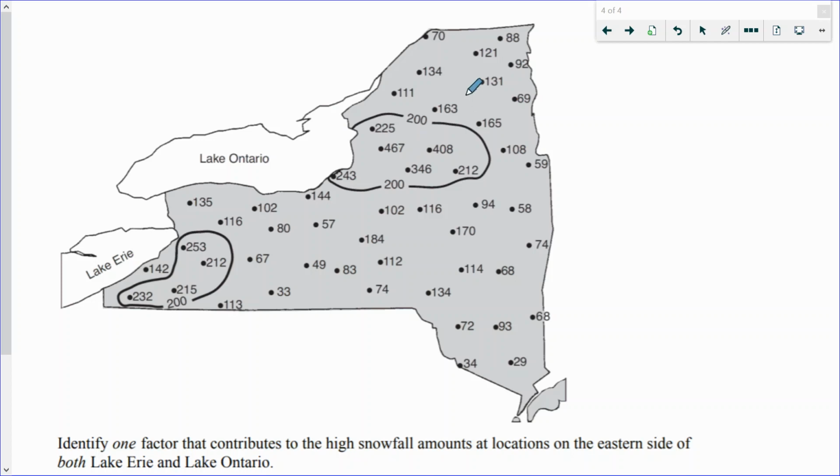Now don't forget, this is the Adirondacks. This is not an isoline I'm drawing. I'm just showing you this is about where the Adirondacks are here. And I did mention in the video that the west side of the Adirondacks gets more snowfall than the east side does. So don't confuse east and west with what I showed you earlier versus this question here.